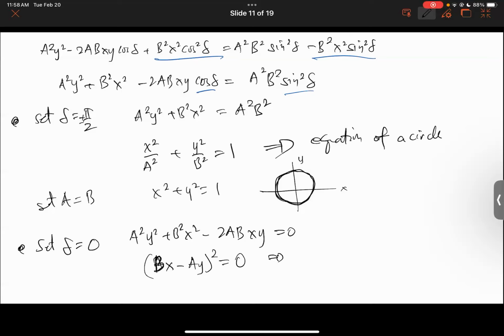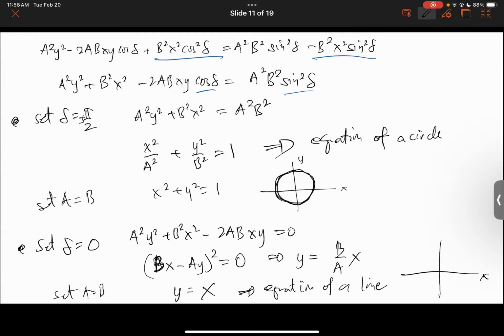So which means na y is equal to b over a times x. And if we set a equal to b, then y is equal to x. And what is this? This is just an equation of a line. So if we graph that x versus y, then we get this line. Okay. So how do we interpret itong graphs na ito?